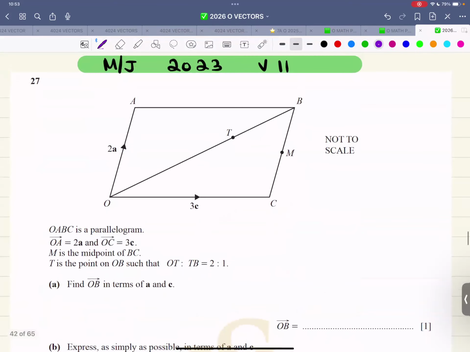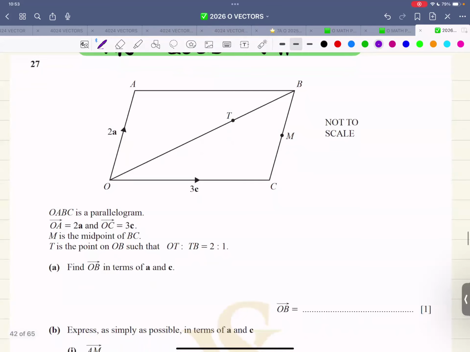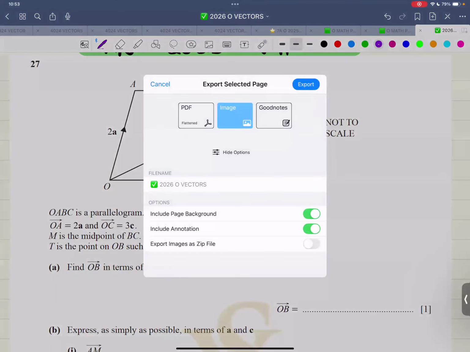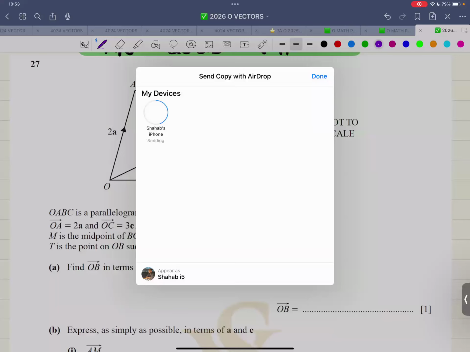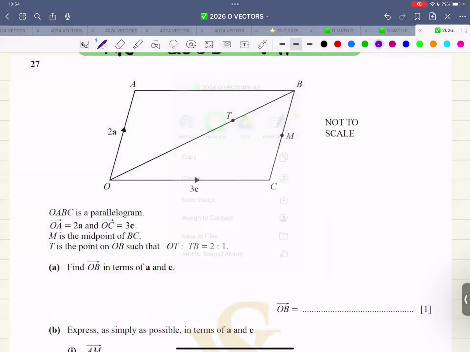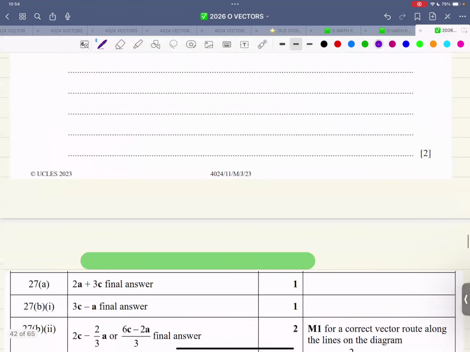So now let's look at this question. This is May-June 2023 version of variant 1.1. First, I would like you to go through the whole question. I can send this image to you in the group so you have that reference over there. Okay, it's sent to you in the group. So now go through it once more. It's everything on one page.